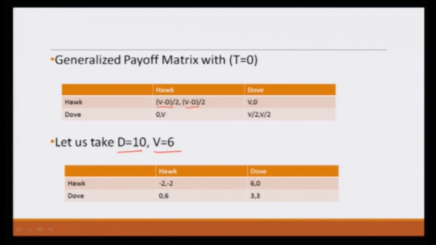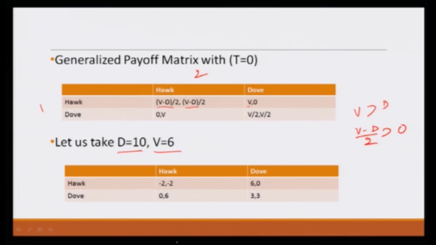Notice what happens if D is not greater than V. In other words, V is greater than D. In that case, what happens? Player 1 has a dominant strategy, that is hawk, because if V is greater than D, then (V minus D)/2 is greater than 0. So if player 2 plays hawk, player 1 will play hawk, because (V minus D)/2 is greater than 0. And if player 2 plays dove, here V is greater than V/2. So player 1 has a dominant strategy. It's a symmetric game, so player 2 also has the dominant strategy.